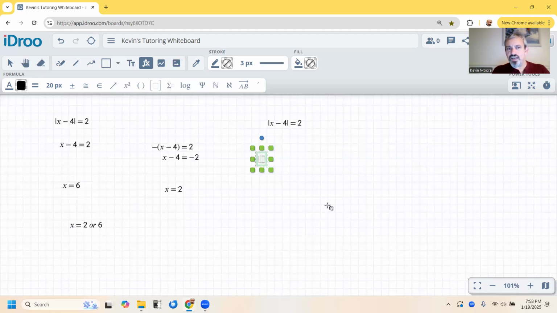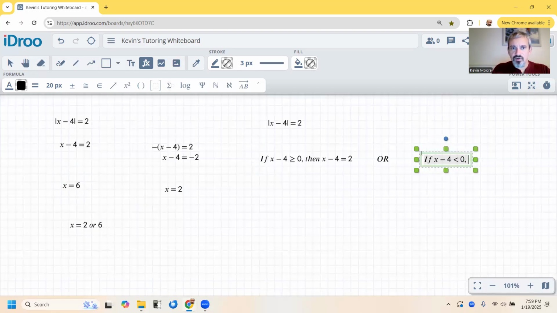So another way of saying this is saying that if x minus 4 is greater than or equal to 0, then x minus 4 equals 2. Or if x minus 4 is less than 0, negative x minus 4 equals 2. And so we go through this, we get the solutions just like we did before. Here we have x equals 6. Here we have x equals 2.